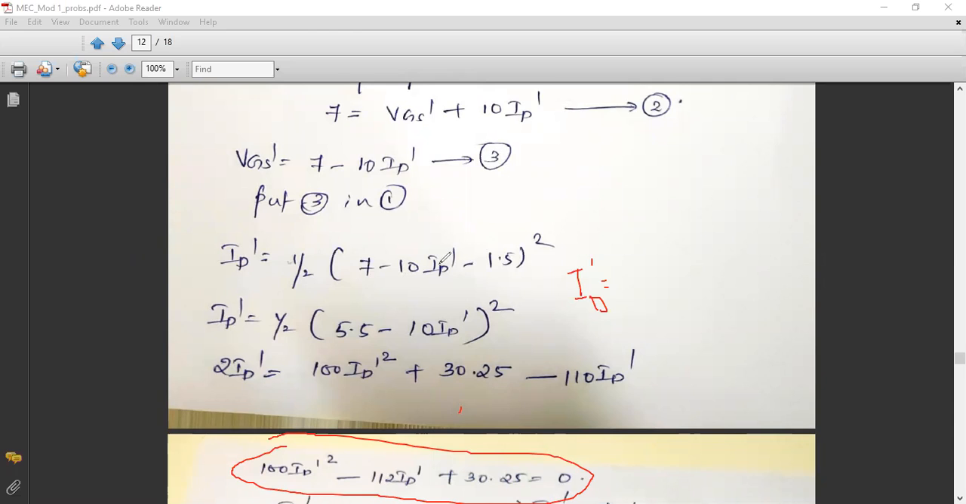After rearranging this quadratic equation, you will get this. Here you are expanding a minus b whole square. I've taken this 2 to the left side and expanding a minus b whole square: a square plus b square minus 2ab. Are you getting the same equation?